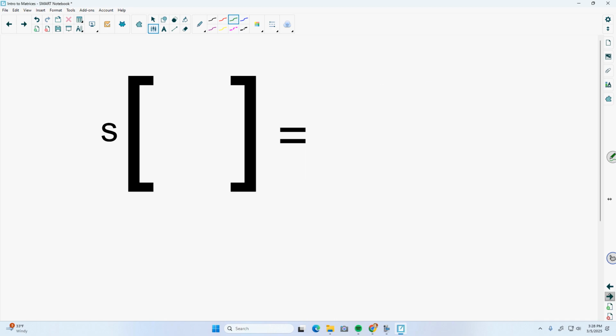Alrighty, scalar multiplication. So scalar multiplication, we could have a number out front here. This S is our scalar. Then we have our elements happening here. I'm just going to make it a 2 by 2, just throwing some numbers in there. So that scalar multiplication, we multiply that scalar value into each and every element.